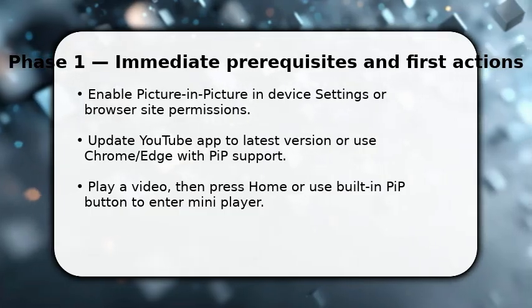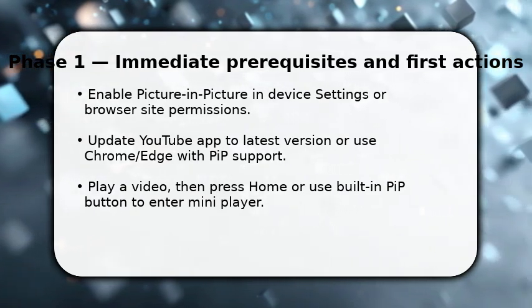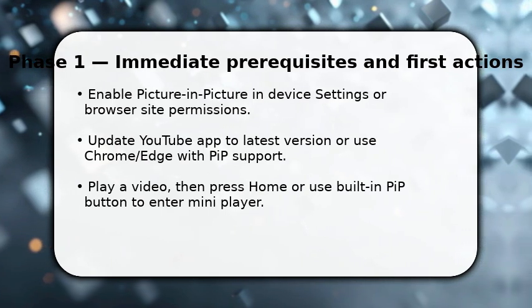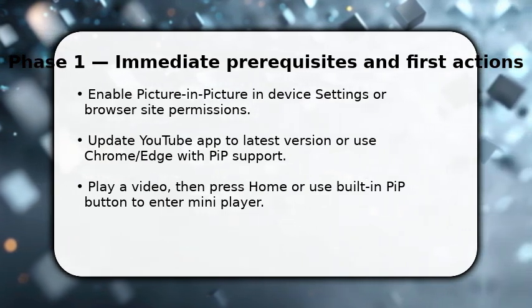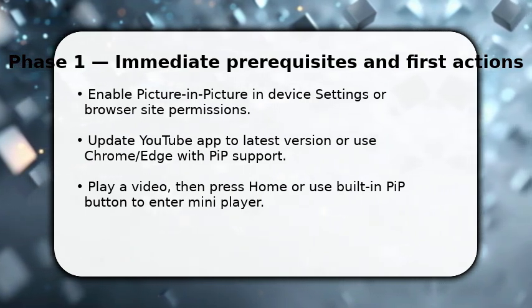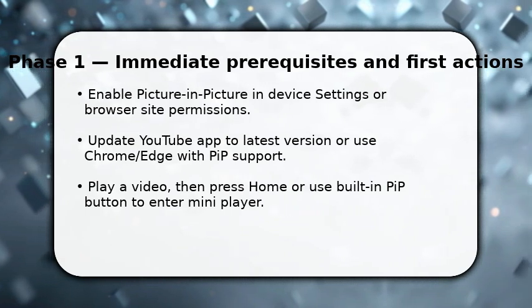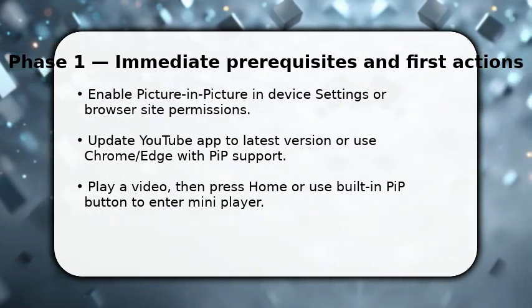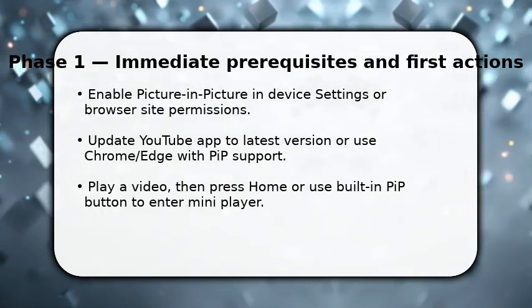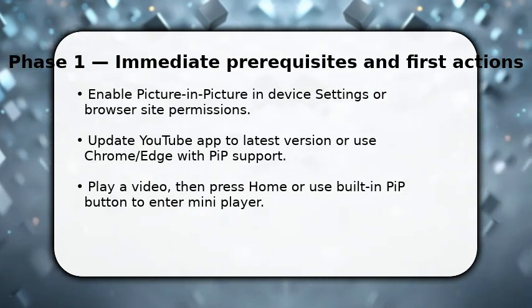You begin by confirming the prerequisites: an updated YouTube app or a modern browser with PiP enabled and permission granted in settings. Once done, open the video you want to watch. Start playback so controls appear. Then press Home on mobile or click the mini player icon near the control bar in Chrome. This action shrinks the video into a floating window, so you can continue watching while switching apps or browsing.